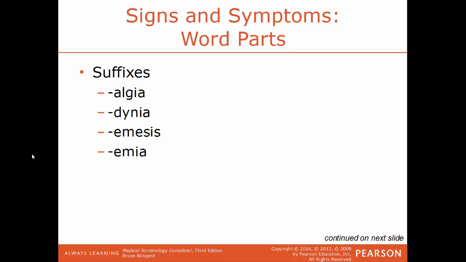Algia is a reference to pain. Same thing with the suffix dynia, also a reference to pain. Emesis is a reference to vomiting. And emia means of the blood. The suffix ia is a condition. Megaly is an enlargement. Osis is an abnormal condition. And our last term here, urea, is a flow or a discharge.